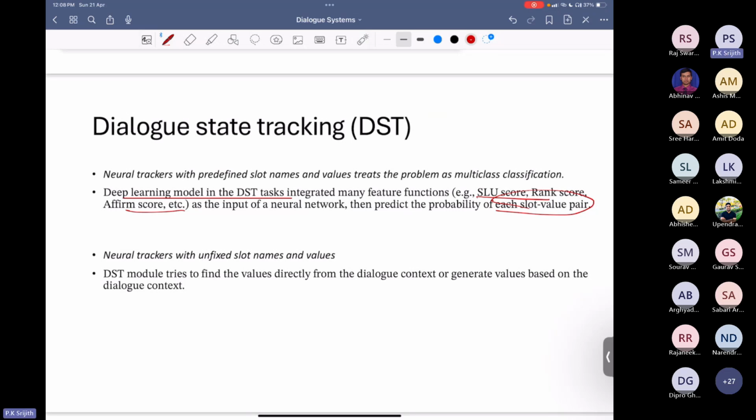But there are approaches where people don't try to predict some specific or fill some specific predefined slot value, but just try to predict or generate some values for the slot name based upon the user input using A3 planning methods. But those are the different approaches that people follow for dialog state tracking.